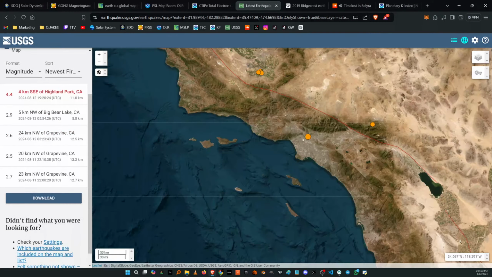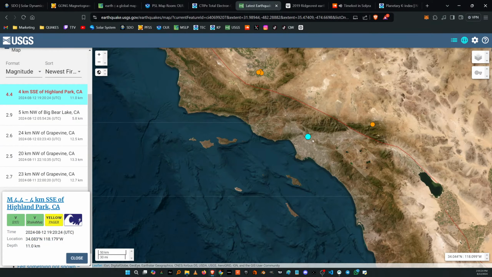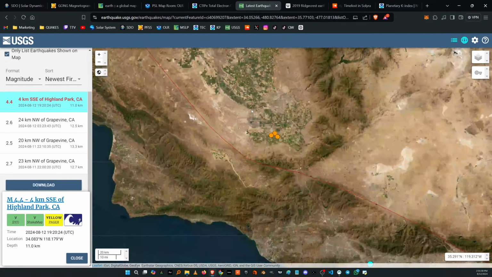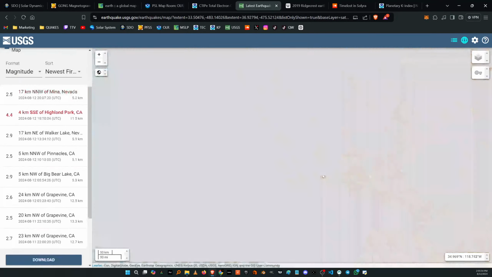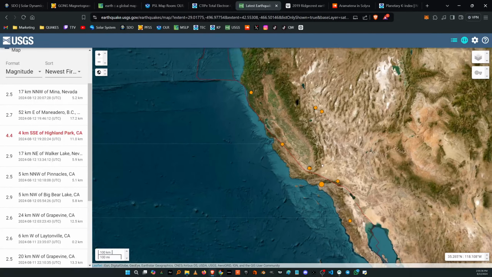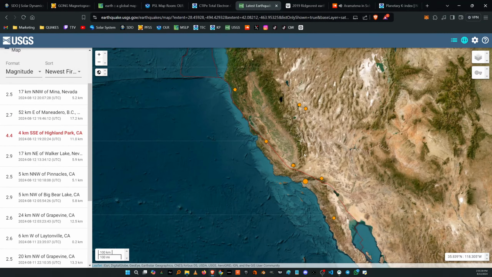And if we zoom in a little bit, this is the one in Highland Park. And there were a few more. These look like aftershocks of that 5-pointer we had in Grapevine right here. Because of that, I would almost put this area in Bakersfield at a slightly higher risk because we see that sort of clustering.